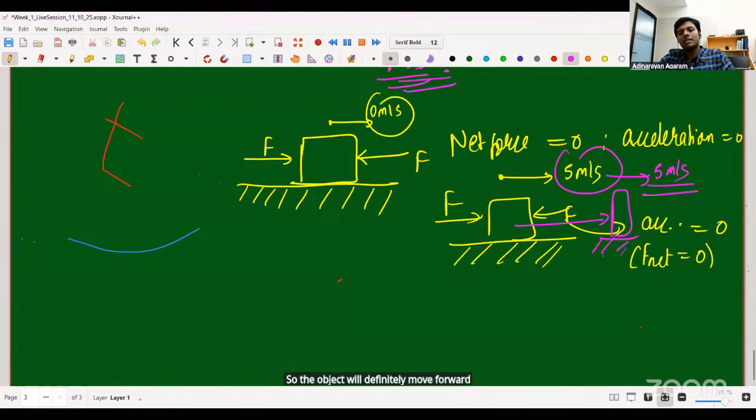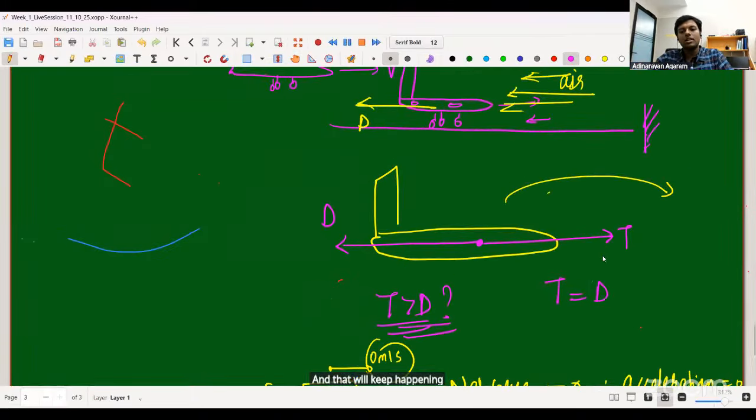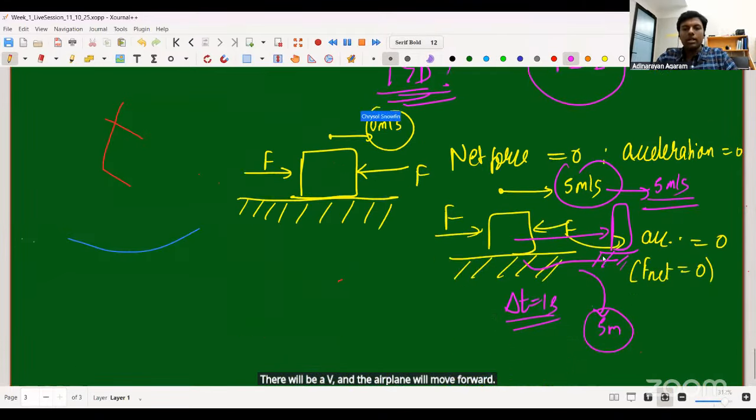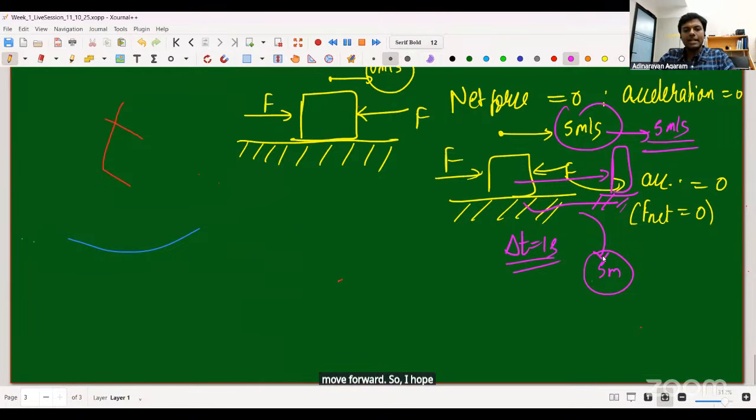Say for example in a delta t of 1 second, the object will move forward by 5 meters, and that will keep happening. So even if thrust is equal to drag, the airplane will have a velocity. There will be a v, and the airplane will move forward. So I hope this clarifies that question. And there was another question.